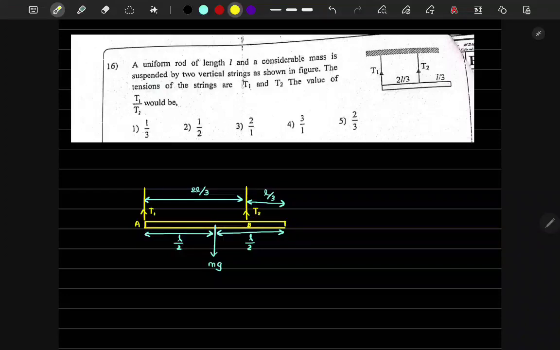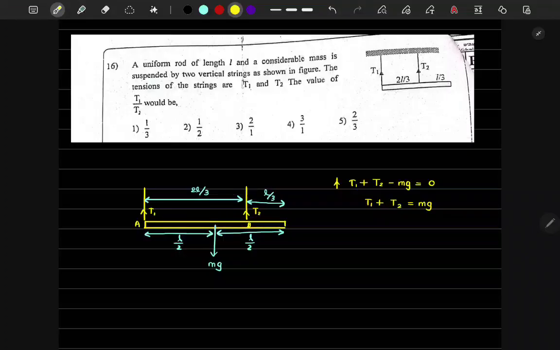So the easiest equation that we can write is, considering the vertical direction, the equilibrium of forces. I'll consider the upward direction, then we have T1 plus T2 minus mg equals 0. So T1 plus T2 equals mg.